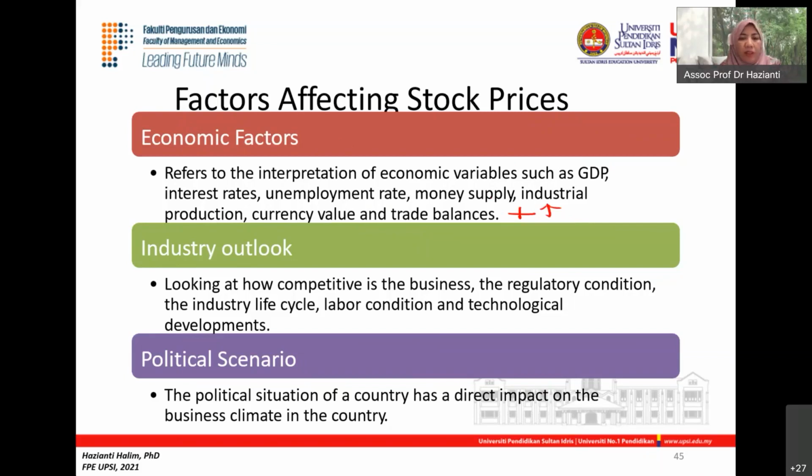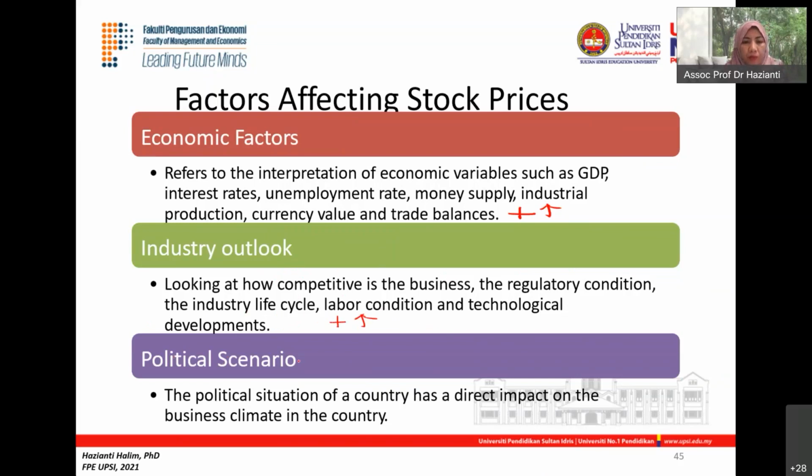But if the economic factors are not good or going down, for example, our GDP is low, or the currency value is also going down, so the stock price also will go down, right? The second one is industry outlook. This is actually when we look at how competitive is the business, the regulatory condition of the industry life cycle, right? Go back to the different types of stock tadi, kita ada satu kan yang kita kata dia mature tu, right? So that is the industry outlook for that particular industry and also for that particular company. The labor condition and also the technological developments. Sama juga lah, if everything goes well, then the stock price will go up.